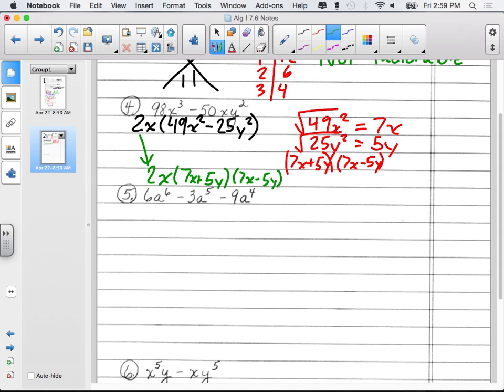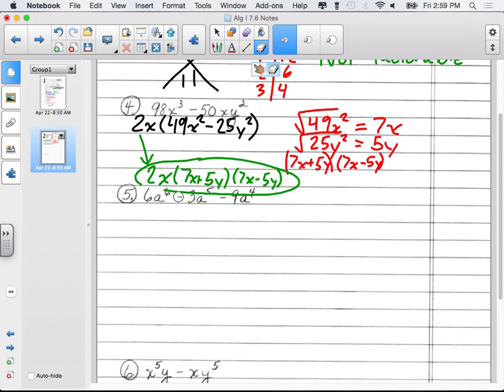All right, so we've got one factor in that one. You have to check to see if we can factor anything else. Can we? No. Why can't we factor 7x plus 5y? It's a binomial and we're looking for a difference of two squares. When we have binomials, that's addition, so that's out right away. 7x isn't a perfect square, right? So that one's out too. So our final answer would be what we have right here.